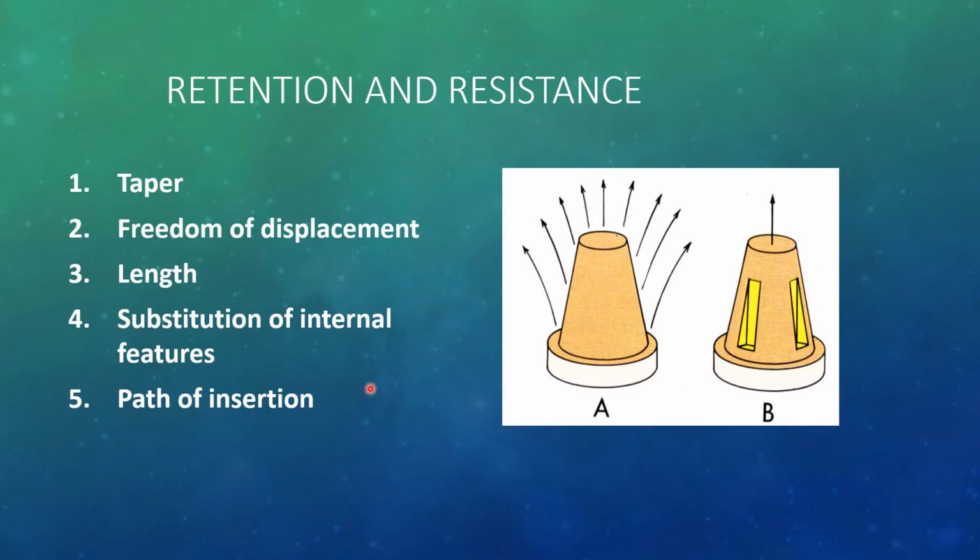Substitution of internal features: if required, you can put in some grooves or boxes, if it's going to help you in retention, do it, and incorporate it. Path of insertion: if you have given all the proper mentioned characteristics, then it should be one. Then there will be no multiple paths of insertion and the crown will usually not dislodge.